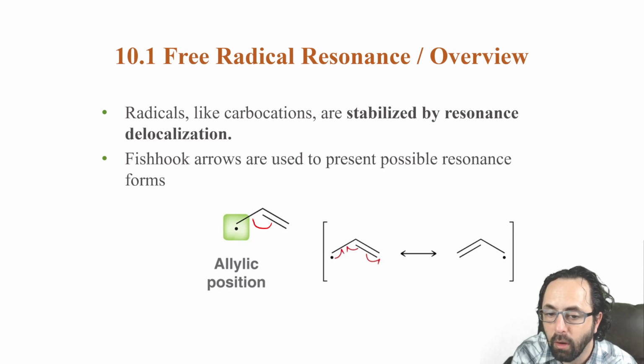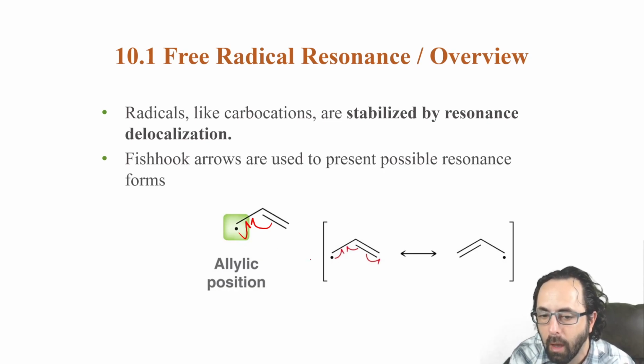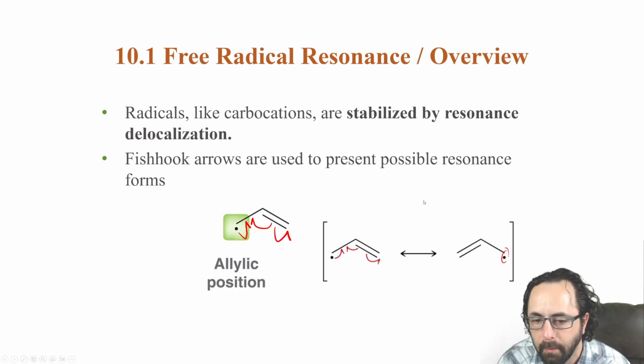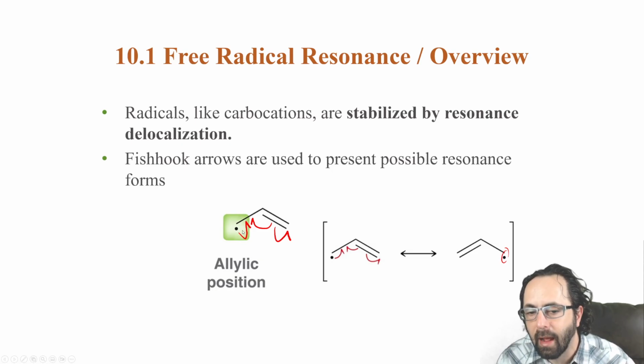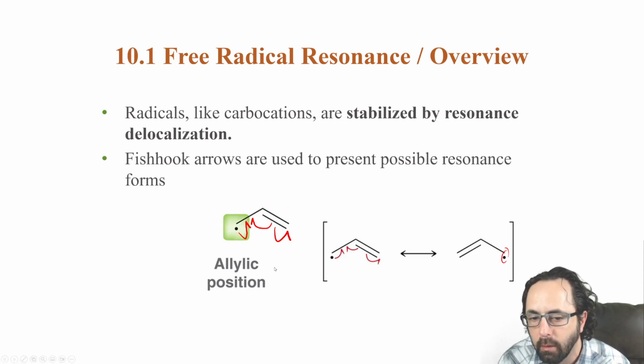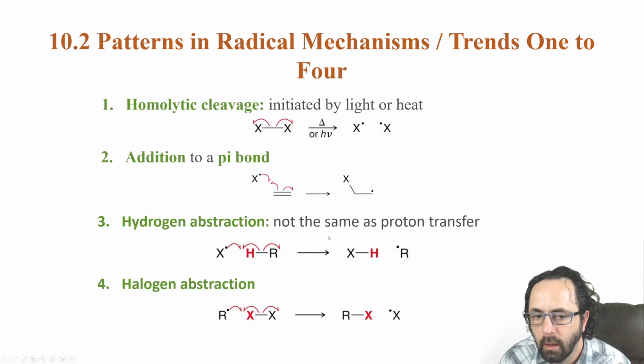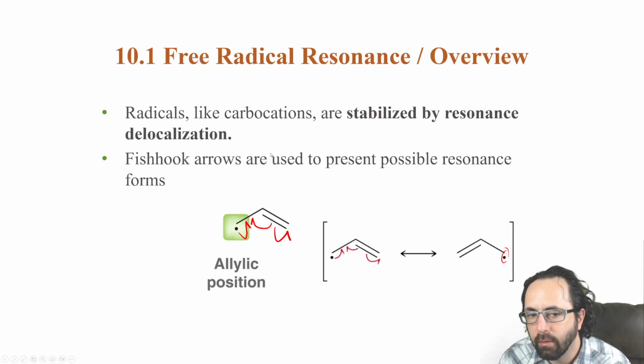So 1 electron here comes from the pi bond. 1 electron is this radical electron that is now drawn as a pi bond on the left. And then one of those electrons gets left on the other side, and so that's this one right here. So this is an allylic radical, meaning 1 position away from the double bond. And so, like carbocations, radicals are stabilized by resonance.